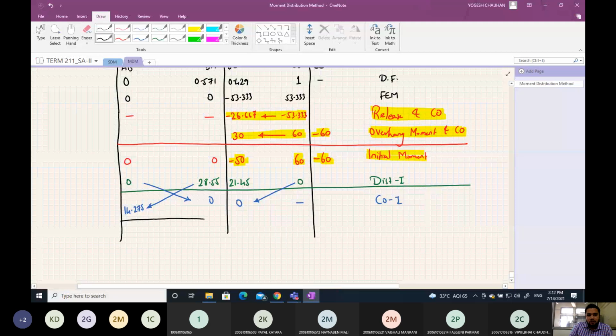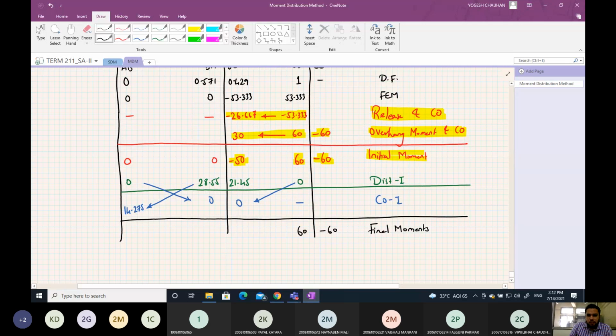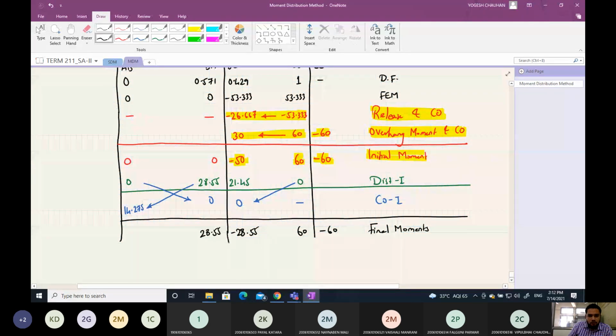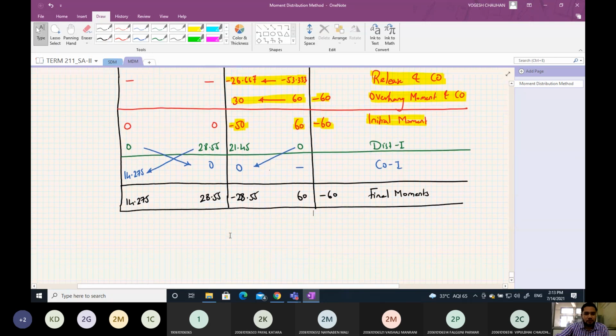So your final moments will be minus 60 plus 60 here, then here it will be minus 50 plus 21.45, minus 28.55, here 28.55, and here it will be 14.275. So these are the final moments. Then you can also do the shear corrections, same as earlier we do.